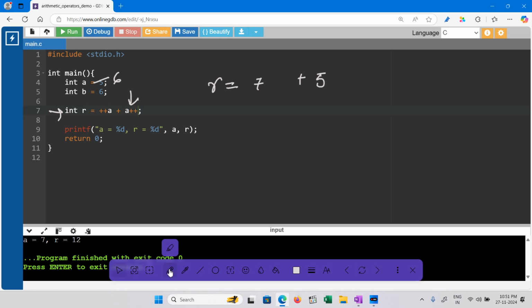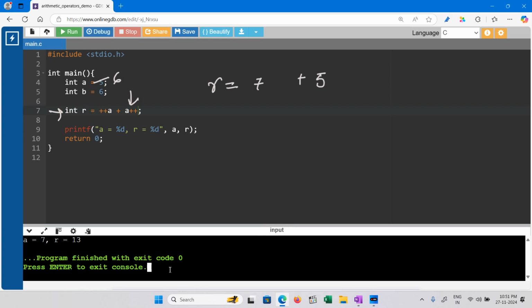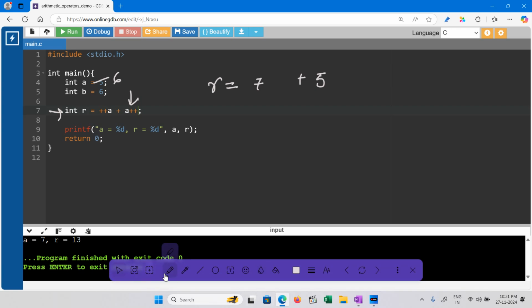Now see, the value is not 12 anymore, the value is 13. Why? As per the table, we have seen that the post-increment operator is higher in precedence, so this part should be evaluated first. Because it is post, it will take its current value, 5, and it is updated to 6. Then pre-increment will update first, so 6 becomes 7, and it will use that updated value. So 7 plus 5 should become 12, but we get the answer 13, although the value of a is correct, we are also getting 7.